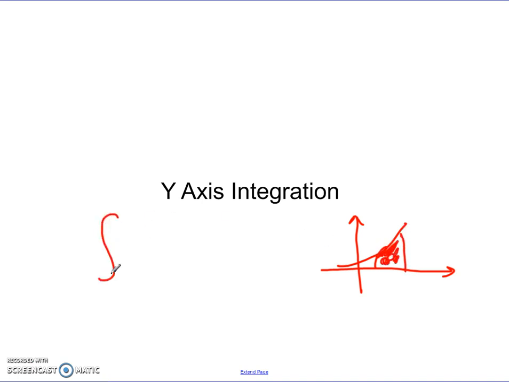And in order to do that, we know we've had to calculate the integral from a to b of our function f of x dx. So with respect to the x-axis.